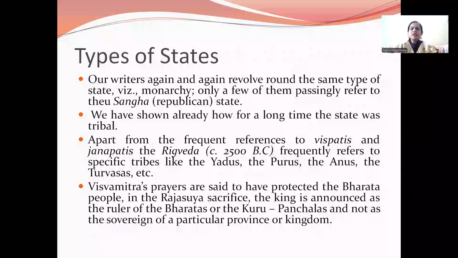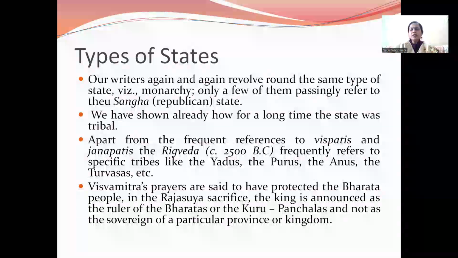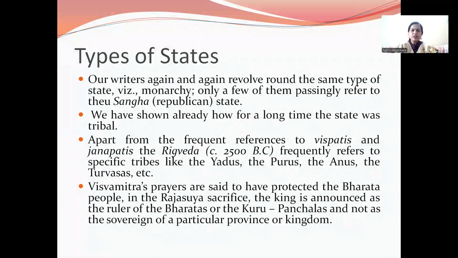Our writers again and again revolve around the same type of state, that is monarchy. Only a few of them passingly refer to the Sangha, that is, the republican state. We have shown the state was a tribal one in ancient time.